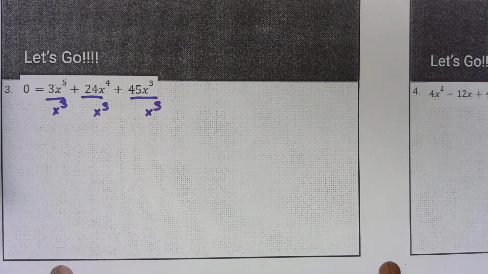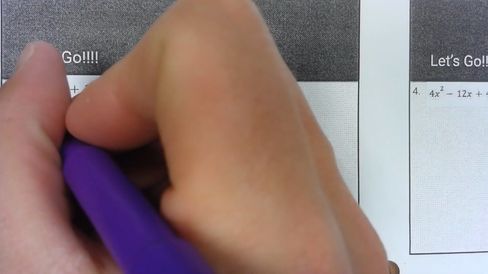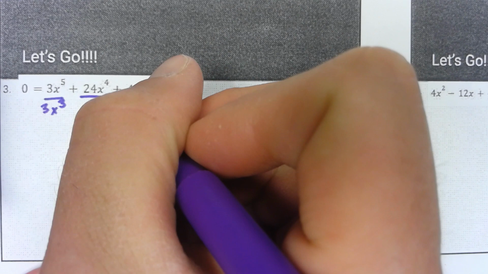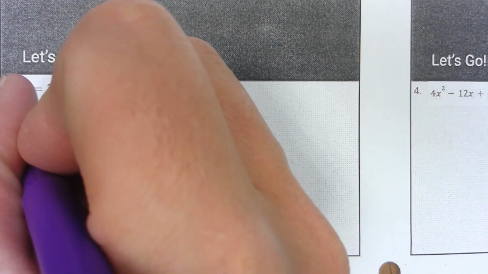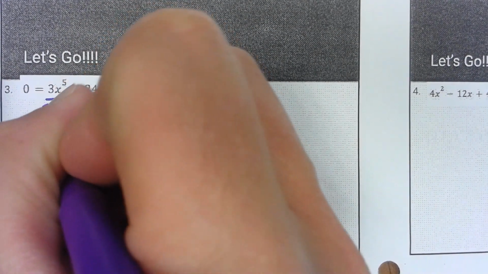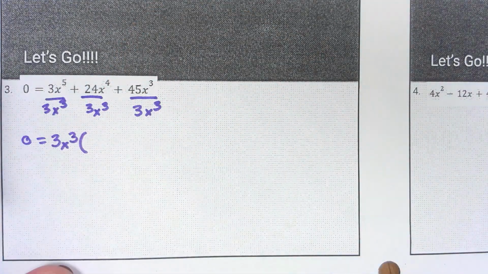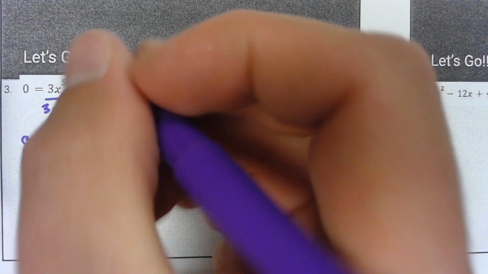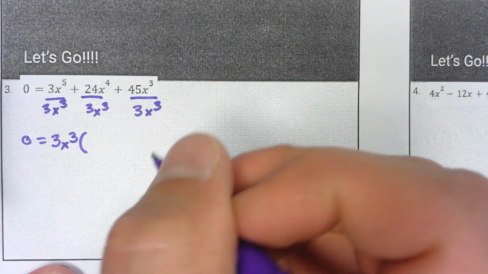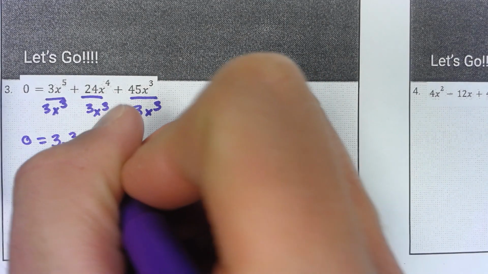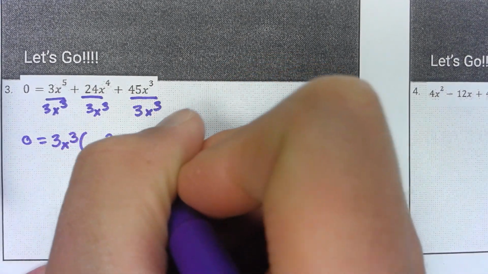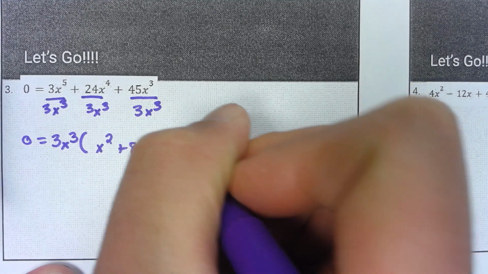In addition to the x cubed, they all are also divisible by 3. So I'm going to take out a 3x cubed, making this equation 0 equals 3x cubed. And then the quadratic that will need to continue to be factored is x squared plus 8x plus 15.